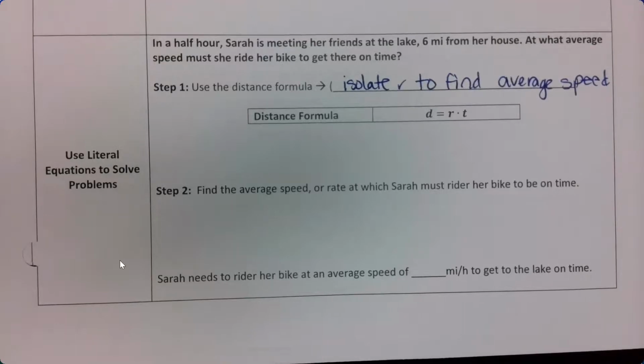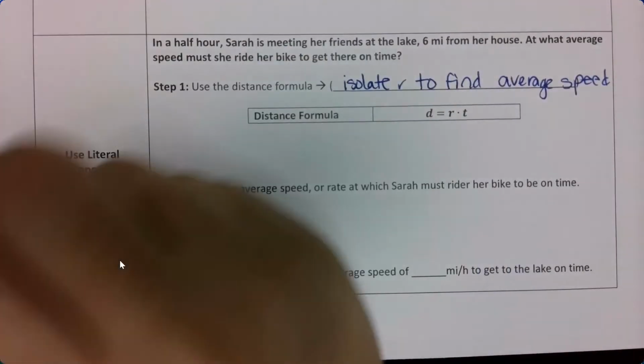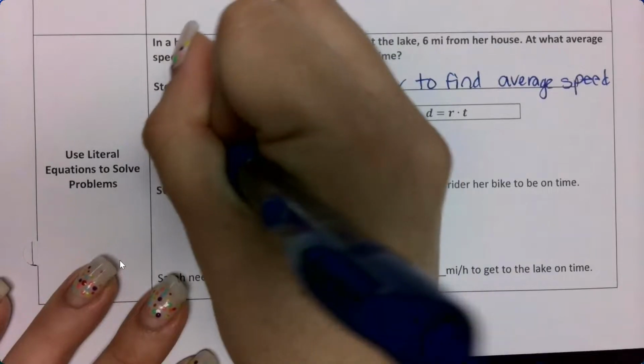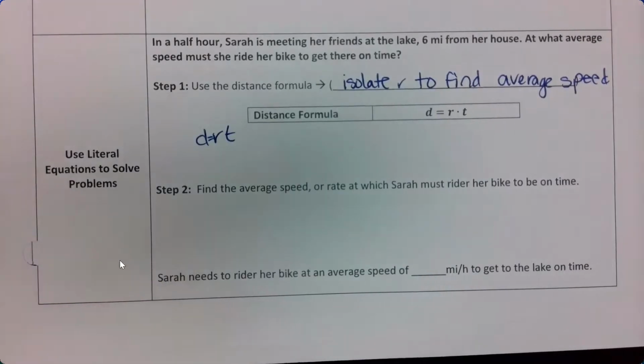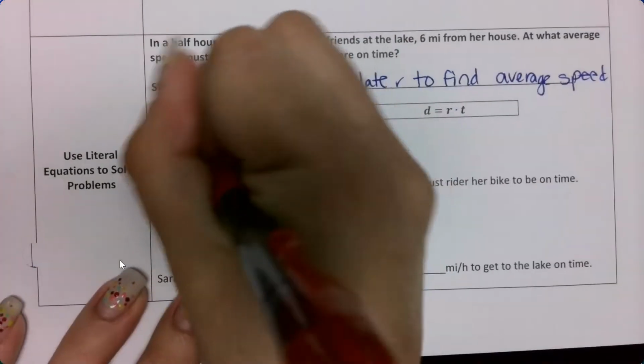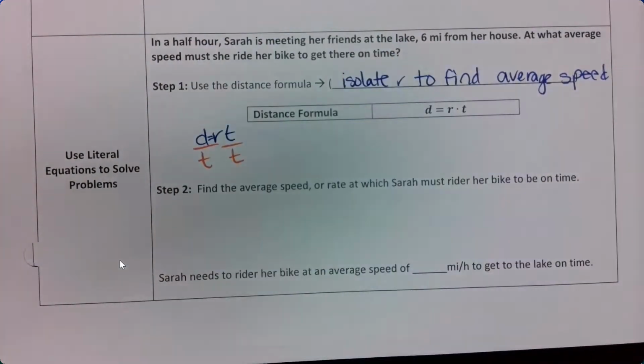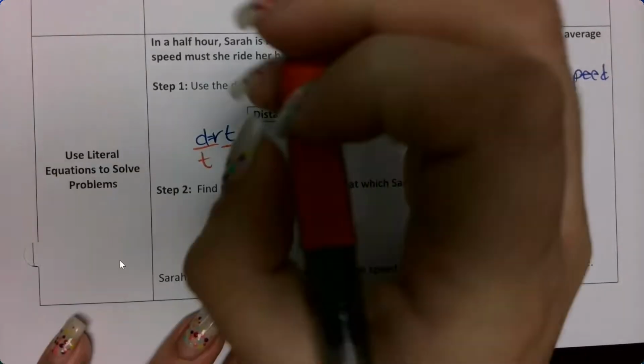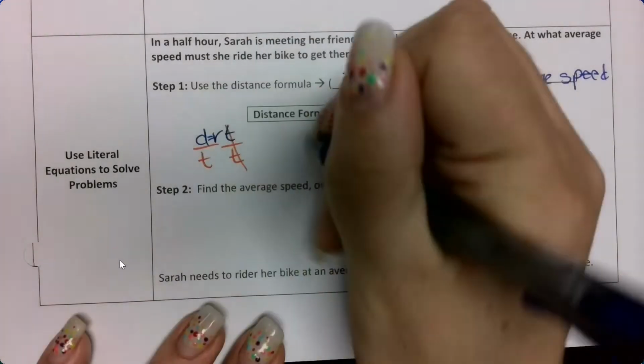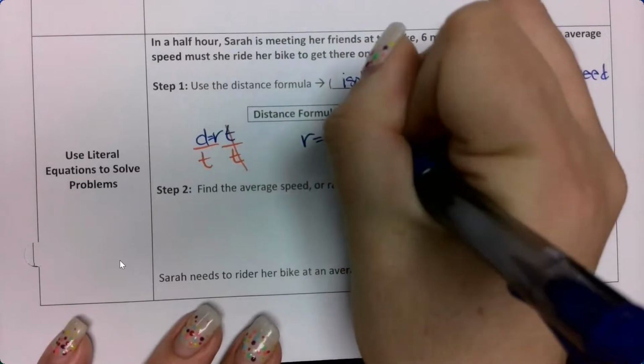Okay, so my distance formula is d equals rt. I want to rewrite this for r. So, how do I rewrite this for r? What do I need to do to get r alone? I need to divide by what? T. So the t's on my right side will cancel out. And then I have r equals d divided by t.